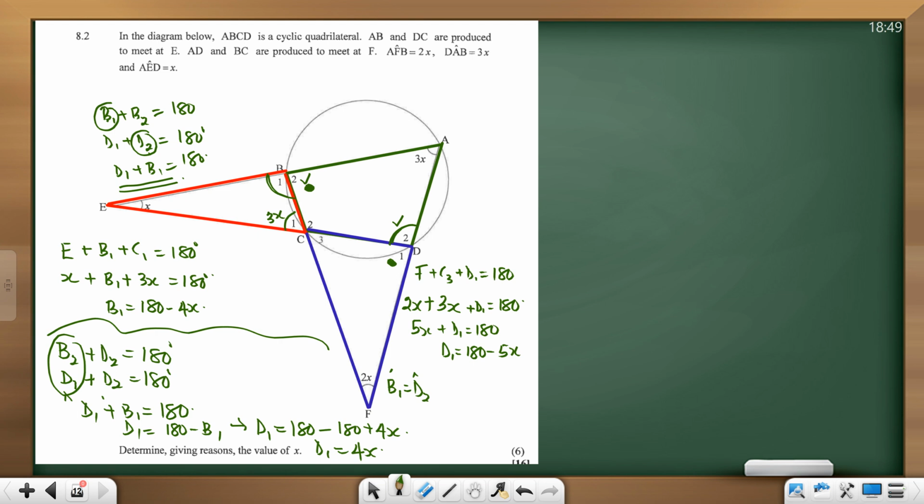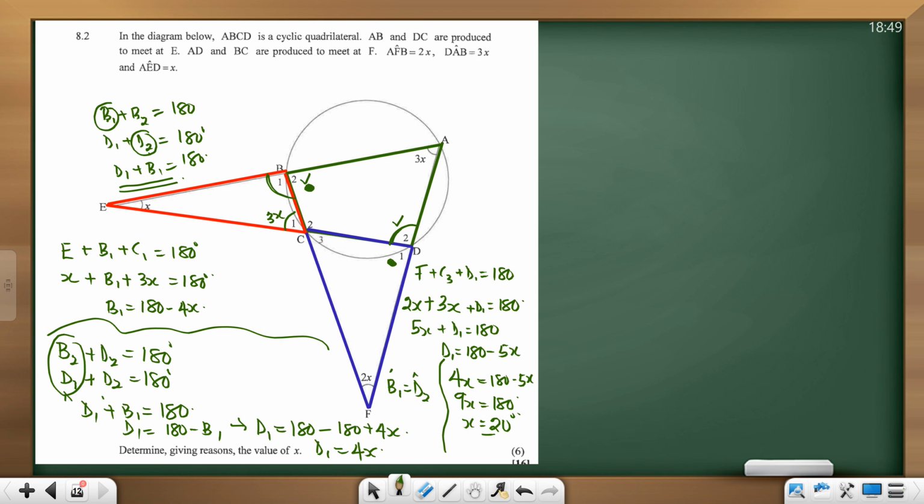4x equals 180 minus 5x. Yes, so I carried the 5x over and I got 9x is equal to 180, and then I divided it by 9. And that would give us what, 20? Yes, sir. Okay. Wow. Thank you, Victoria. 20. Did anybody do it in a different way?